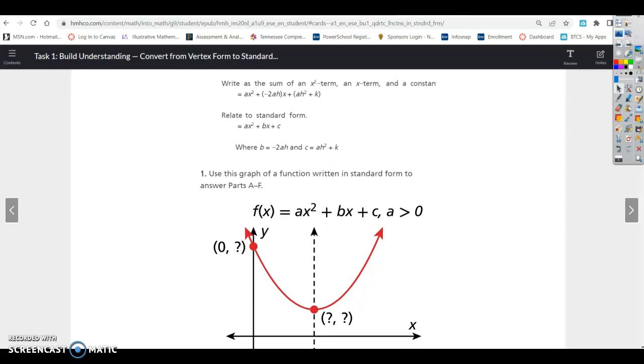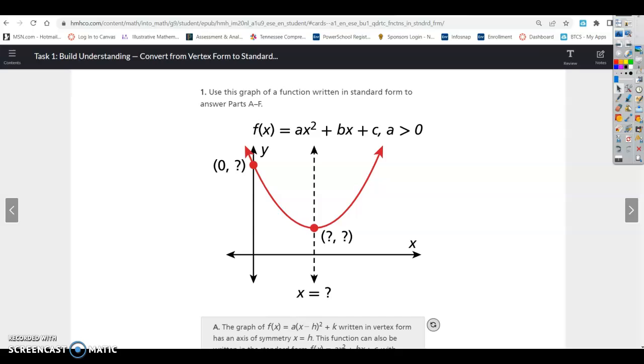All right, so use the graph of the function written in standard form to answer parts A through F. All right, so we have f of x equals ax squared plus bx plus c. Remember, this is standard form where a is greater than 0. That means it turns up when a is greater than 0. If a were negative, this would be upside down.